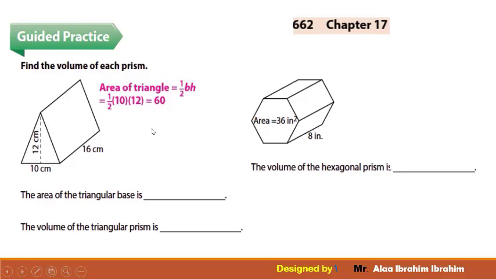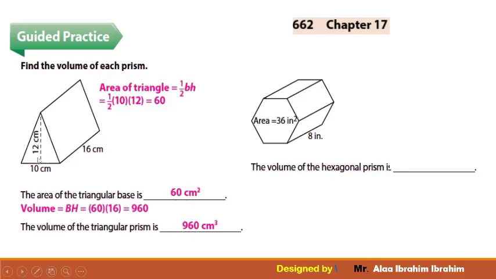But what is the volume of this prism? Volume of a prism is B times H. This is your B, this base area, 60, times H. This is your height, your capital H. So I have to multiply 60 times 16. The area of the base means B. So 960. So 60 is my area of the triangle, and the volume is 960. You know now how to find the volume.